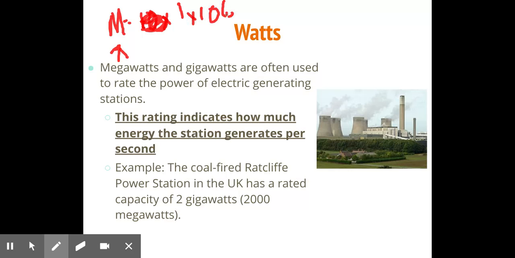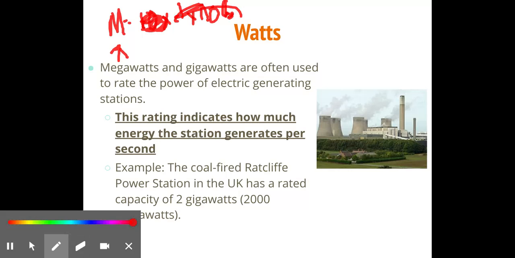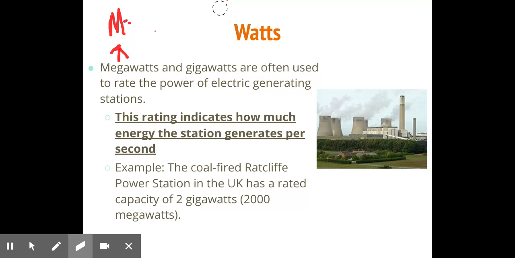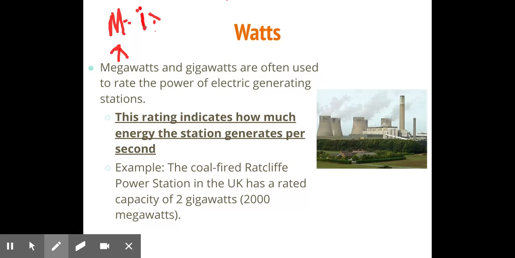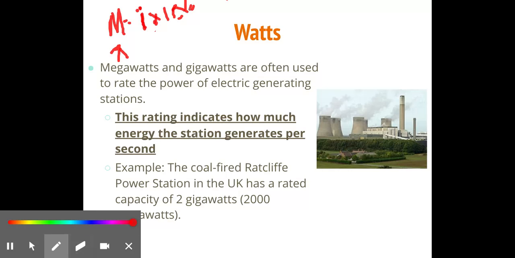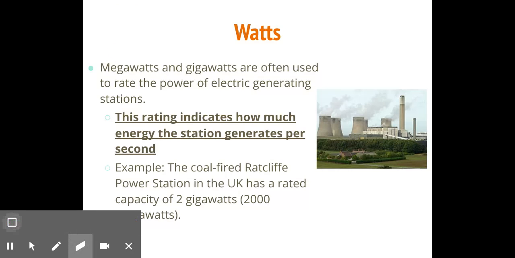Oh, come on. To the 6th power. Oh, my goodness. Here, let me get rid of it. Nope, I hit that. So again, it's 1 times 10 to the 6th power. I'll just say it verbally, I guess. And then giga is 1 times 10 to the 9th power.